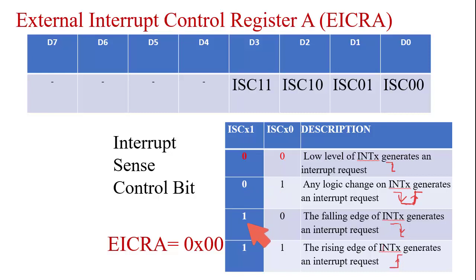For falling edge, we will use 10. For rising edge, we will use 11. In this program, I am using a low level signal, so these two bits D0 and D1, I will set as 00. No need to bother about the other bits because I am using interrupt 0. So the value of EICRA will be 0x00.